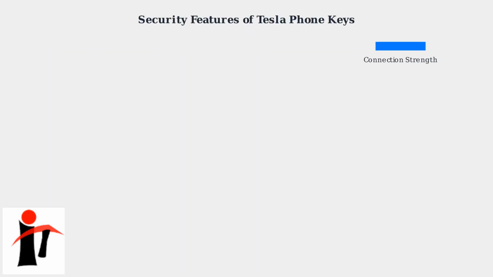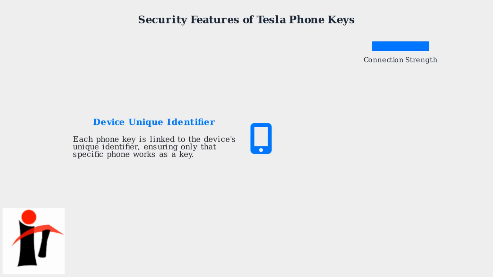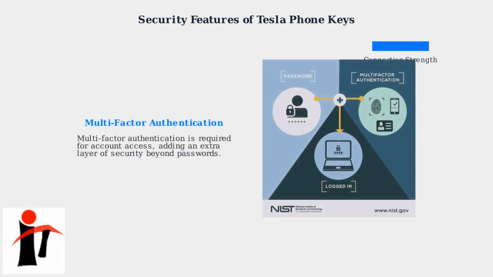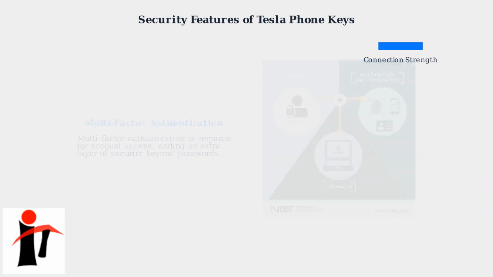Tesla's phone key system incorporates robust security measures to protect your vehicle access. Each phone key is linked to the device's unique identifier, ensuring only that specific phone works as a key. This prevents unauthorized devices from accessing your vehicle. Multi-factor authentication is required for account access, adding an extra layer of security beyond passwords. This typically involves verification through your phone or biometric data.